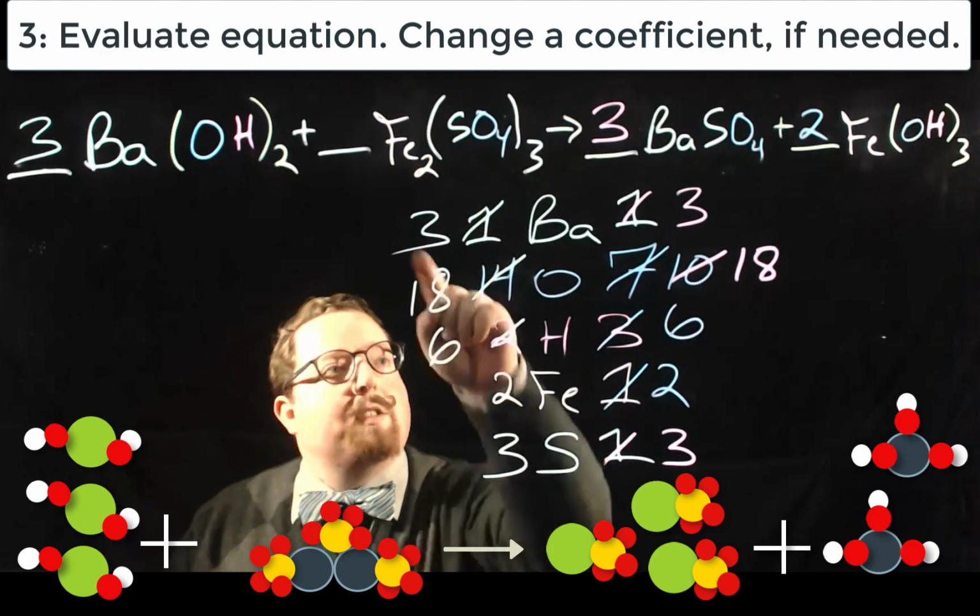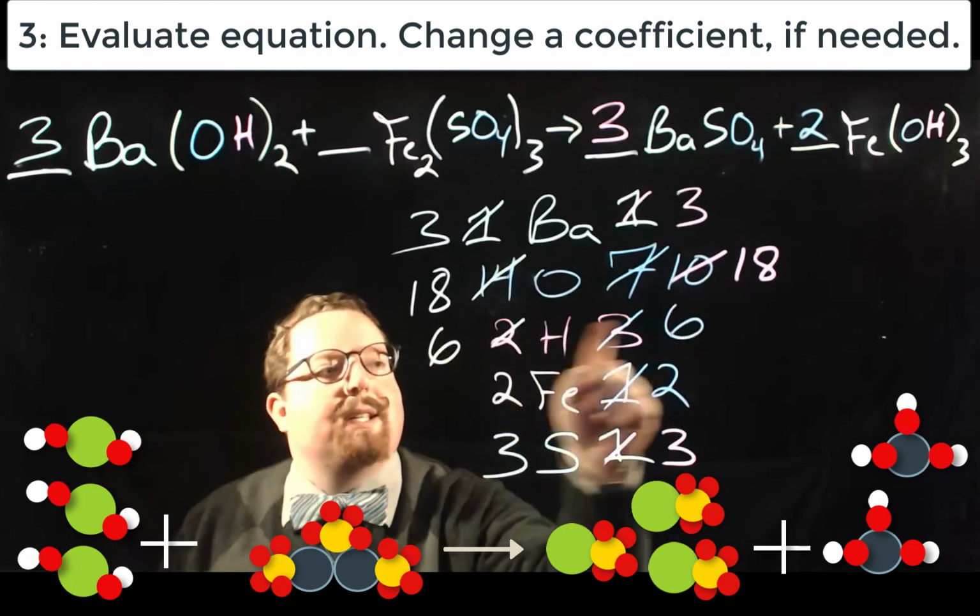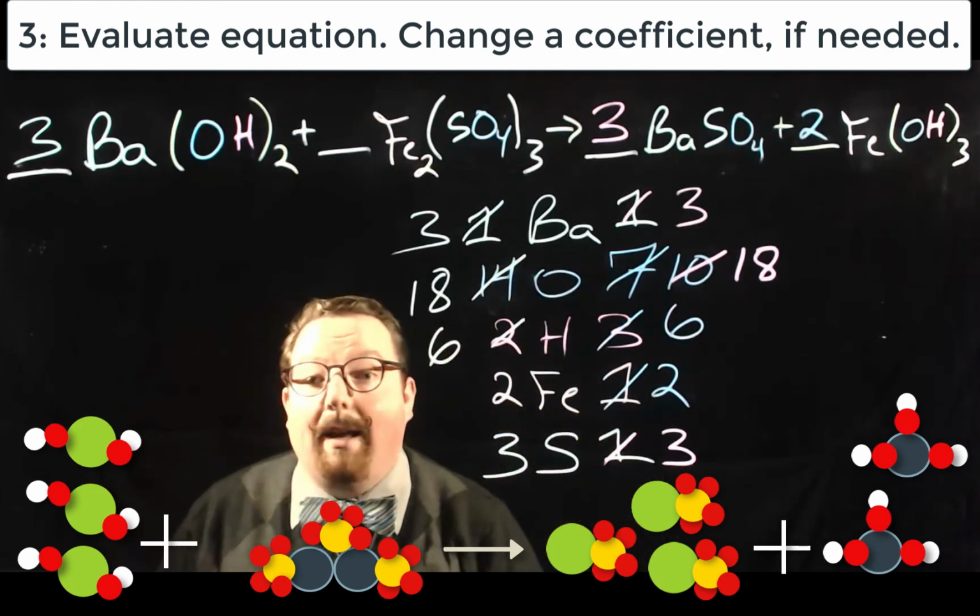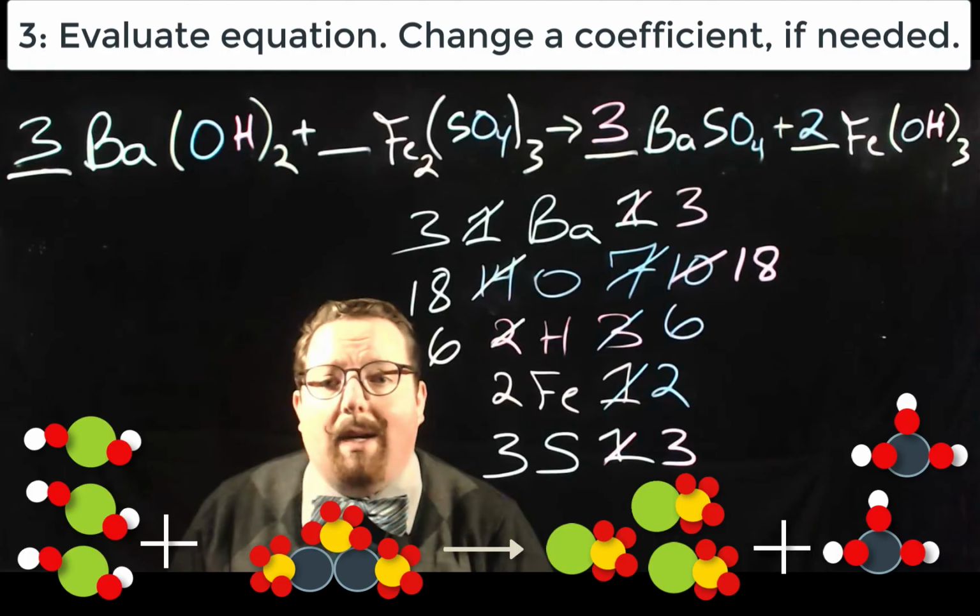Now we stop, make sure we're balanced. We got 3 and 3, 18, 18, 6, 6, 2, 2, 3, 3. And that's it. That wasn't so hard, now was it?